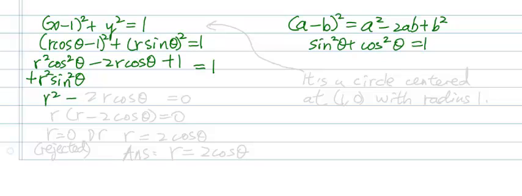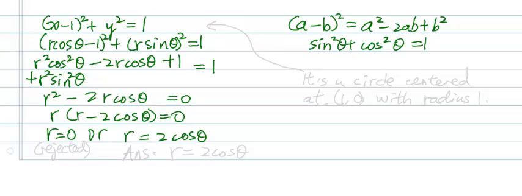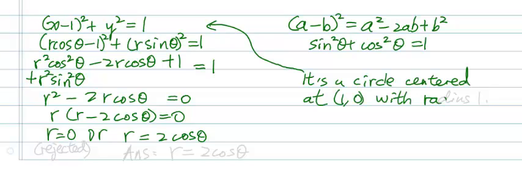So we simplify this equation into r squared minus 2r cosine of theta equals 0. We pull out the common factor r. The equation becomes r times r minus 2 cosine of theta equals 0. Then we have r equals 0 or r equals 2 cosine of theta. We look at the original equation. It's a circle centered at 1, 0 with radius 1. That means r cannot equal 0. We reject that answer. Then our answer is r equals 2 cosine of theta.